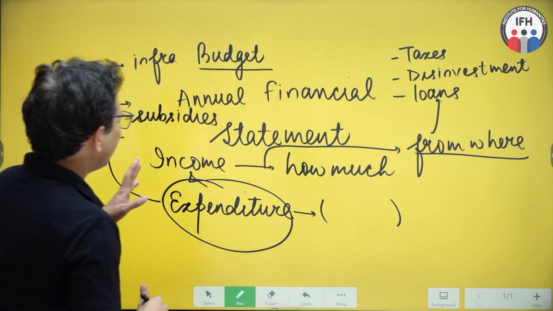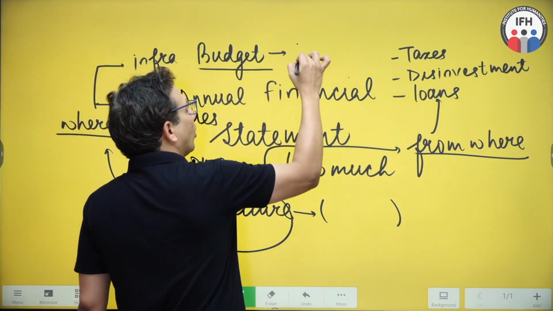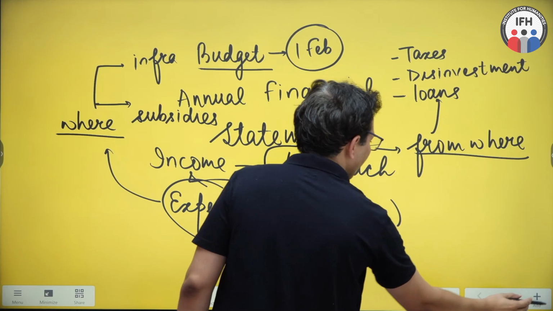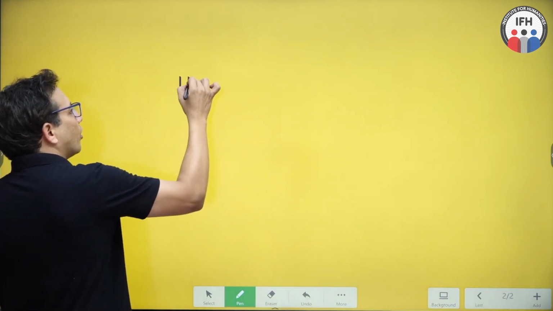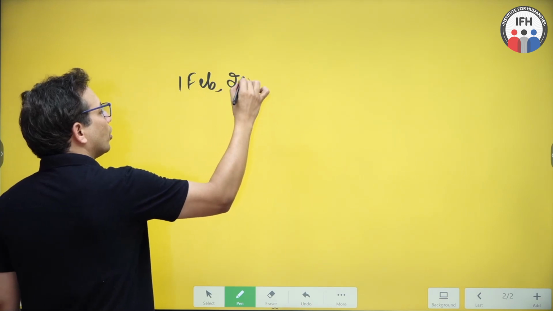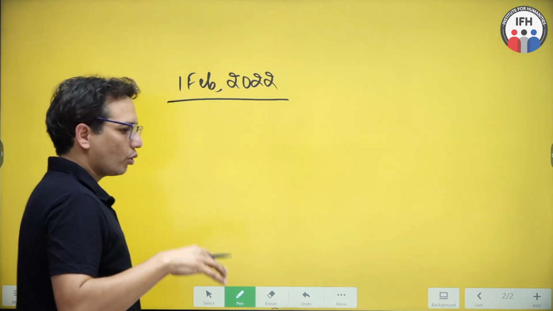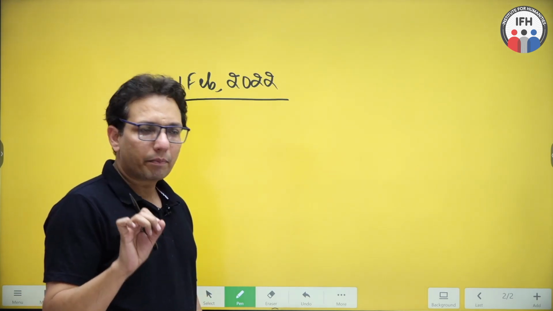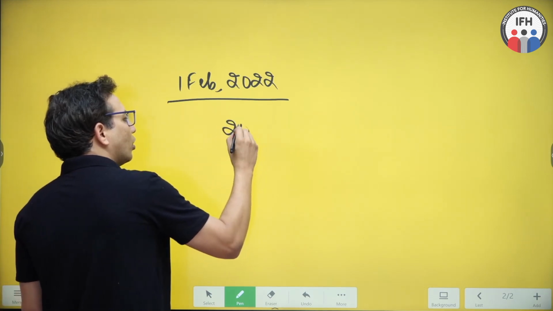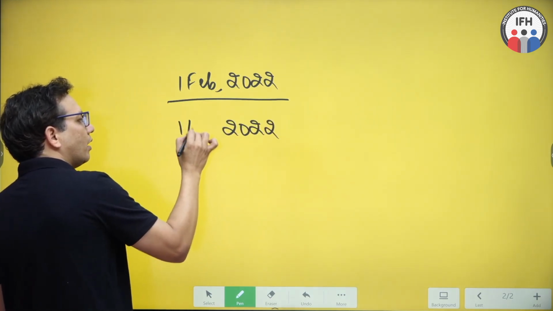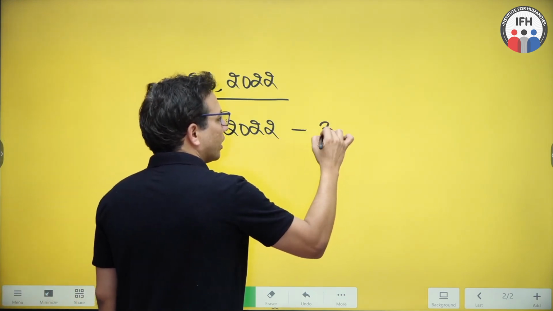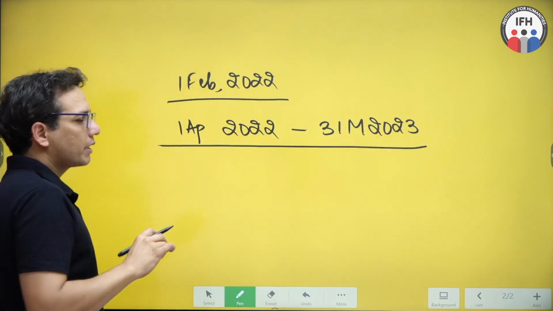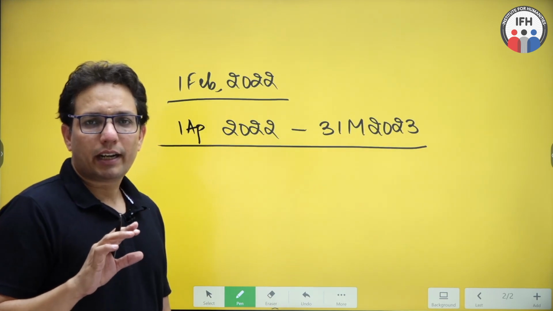Budget is presented every year on 1st of February. So on 1st of Feb 2022, the year which is going on, if the government is presents the budget, that budget will be for the year 1st April 2022 to 31st of March 2023. So budget is an estimation of what's going to happen in the coming year.